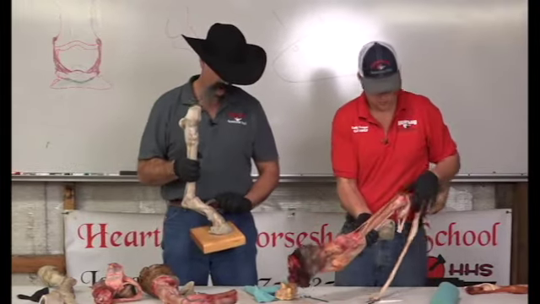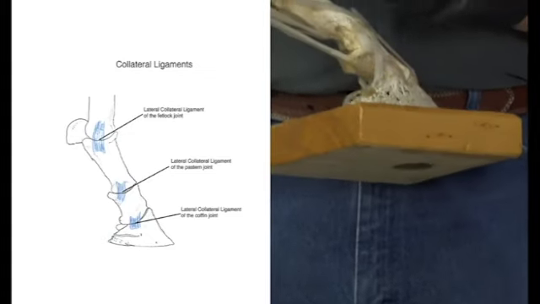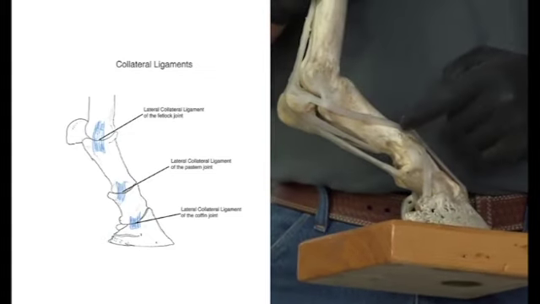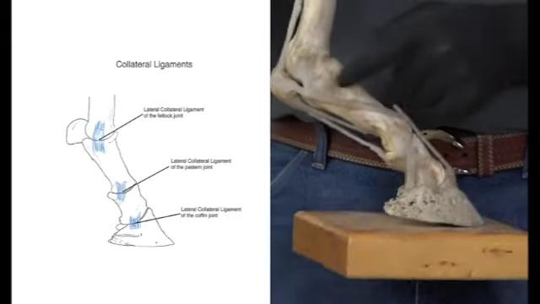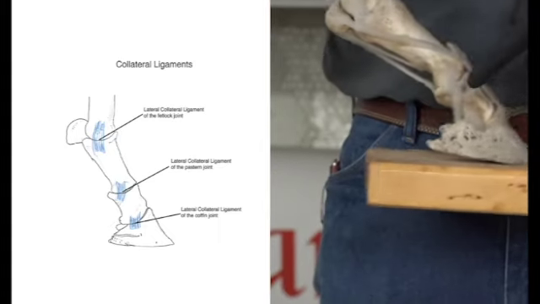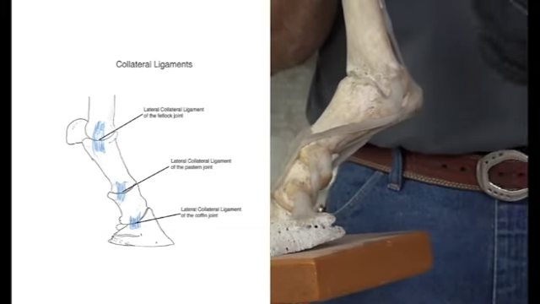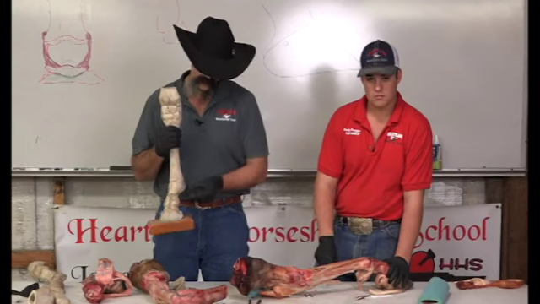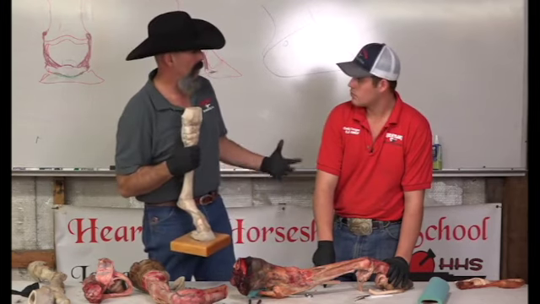All right, so we have collateral ligaments next. And collateral ligaments are these short little binding ligaments that connect joint surfaces. So here is the collateral ligament of the fetlock joint. That would be the medial collateral ligament of the fetlock joint, lateral collateral ligament of the fetlock joint, medial collateral ligament of the pastern joint, lateral collateral ligament of the pastern joint, so on and so forth. So they're just short little binding ligaments on the sides of joints.